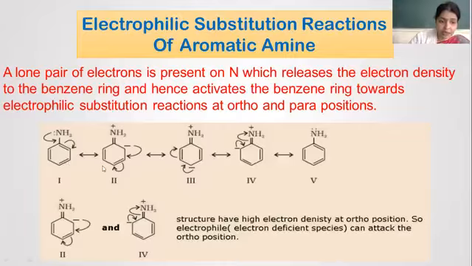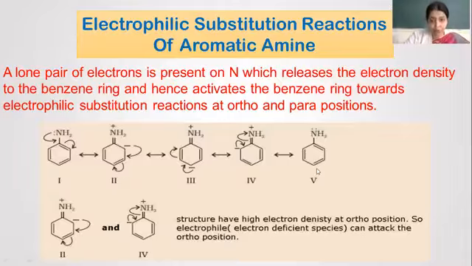Here you can see in the resonating structures of aniline, as the electron pair of nitrogen transfers towards the benzene ring, first the negative charge forms on the ortho position, then it shifts to the para position, then again to the ortho position. That means the electrophile can attack both the ortho position and the para position.